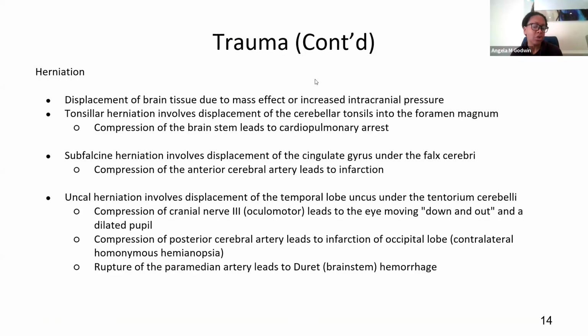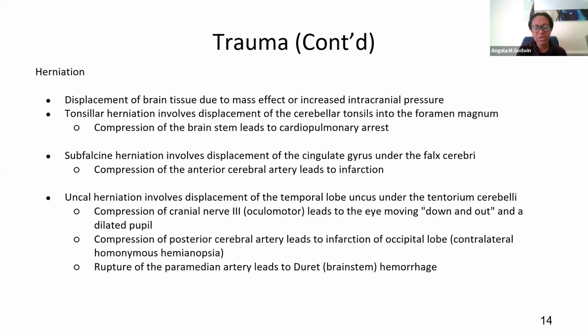Your brain can be displaced for different reasons. It could be due to tumor placement, or increased intracranial pressure could cause a herniation. So, different reasons. Where the herniation occurs and the anatomical change is really what then determines the clinical manifestation of what you see.